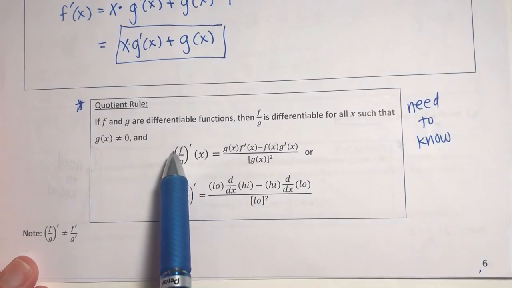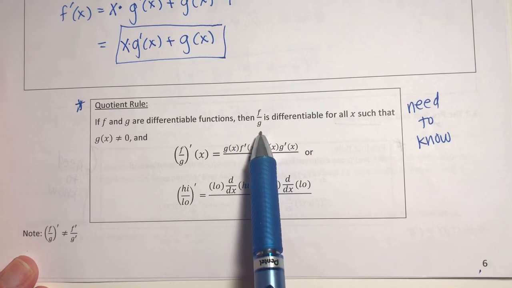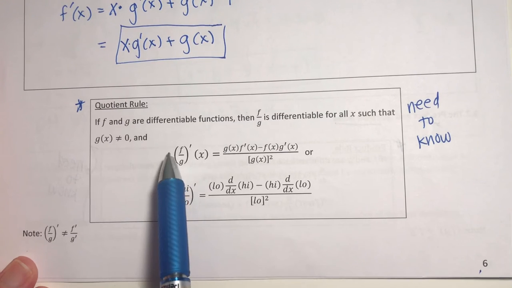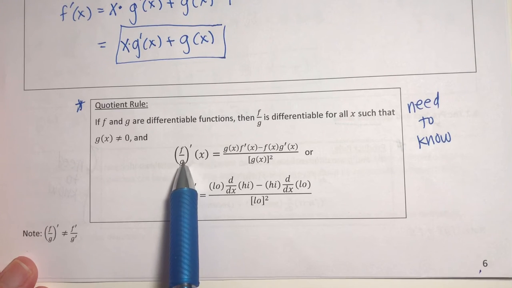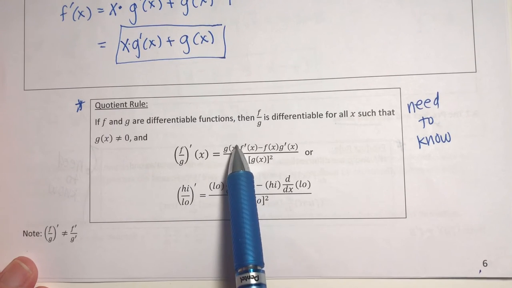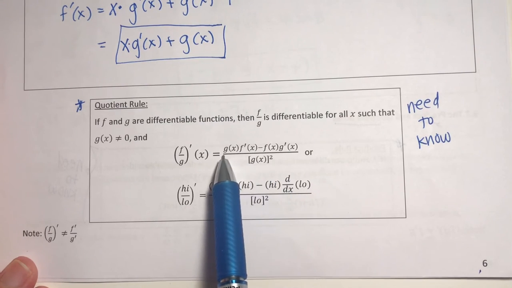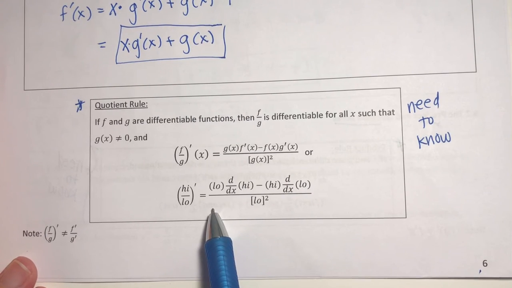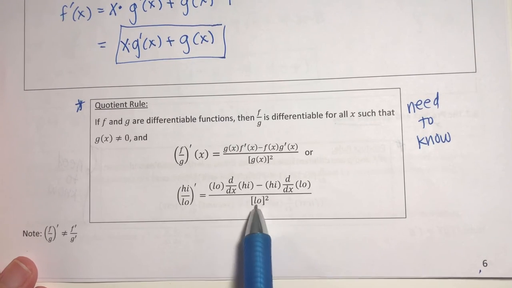And this is the derivative of f and g are differentiable functions, and the derivative of the quotient is also differentiable for x such that the denominator does not equal 0. So taking the derivative of a function where you have something divided by another function is going to be g of x times f prime of x minus f of x times g prime of x all over g of x squared. So for me, I remember it this way, and this is how I was taught, is that it's low d high minus high d low all over low squared.